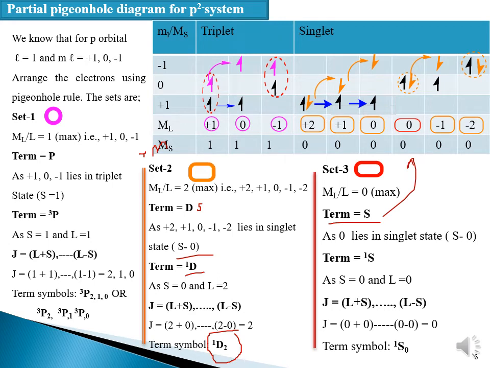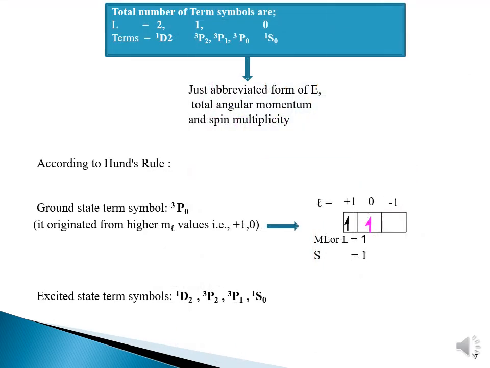So the half term symbol will be singlet S. For the complete term symbol we need J. J is equal to L plus S up to L minus S. Here the term will be 1S0. Now coming to the total term symbol, we have singlet D2, triplet P2, triplet P1, triplet P0.